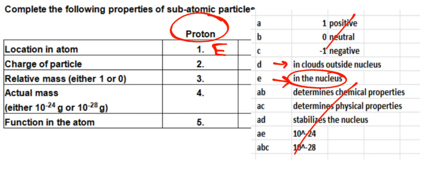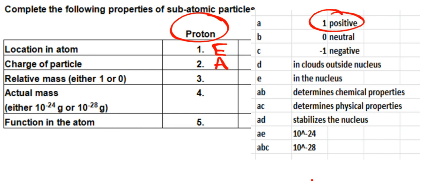The charge of the particle. So the charge will be either one of these top three: positive, neutral, or negative. Take a second and tell your lab partner what you think the charge of the proton is. All right, hopefully most of you knew that. The charge of that is positive, so you would put A.